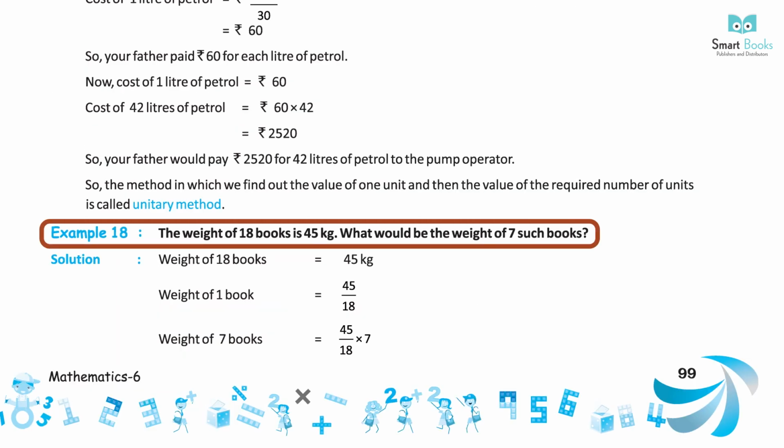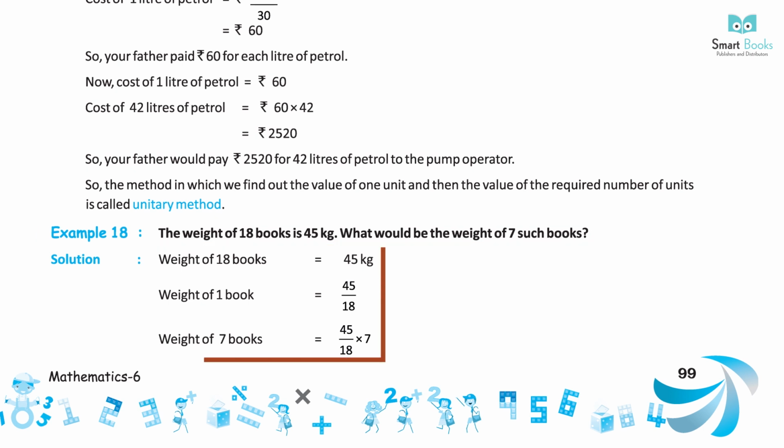Example 18. The weight of 18 books is 45 kg. What would be the weight of 7 such books? Solution.